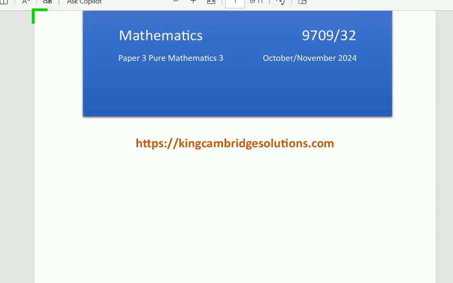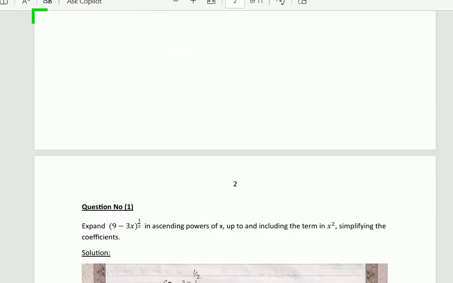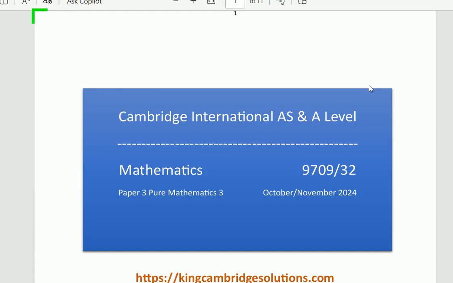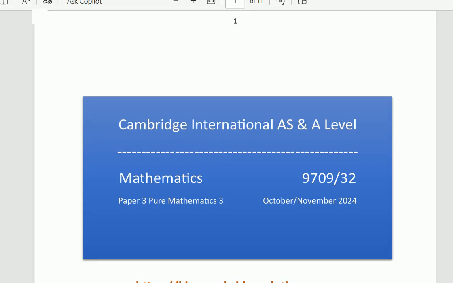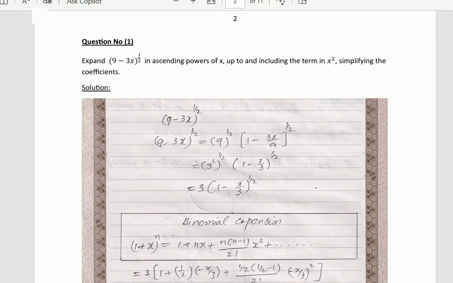Today, I shall explain some questions of Mathematics 9709, Paper 3, Variant 2, Session 2, 2024. Question number 1 is: expand (9 minus 3x) raised to power 1/2 in ascending powers of x, up to and including the term in x squared. Simplify the coefficients.